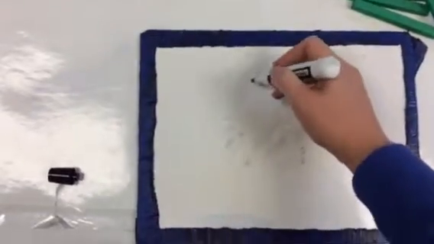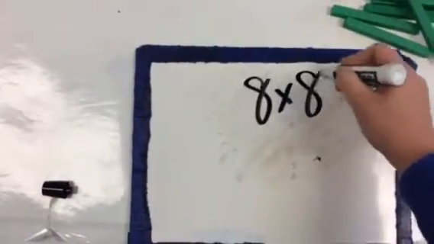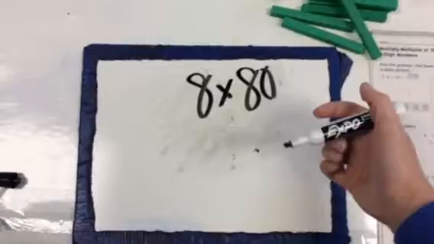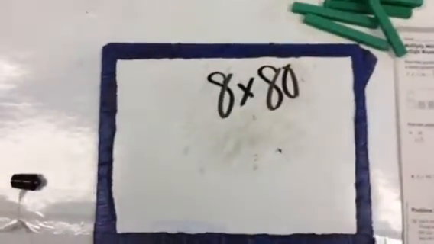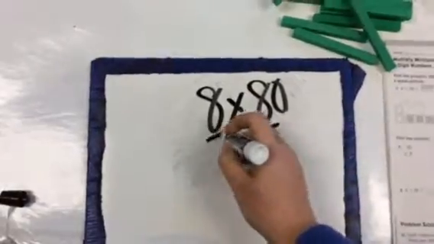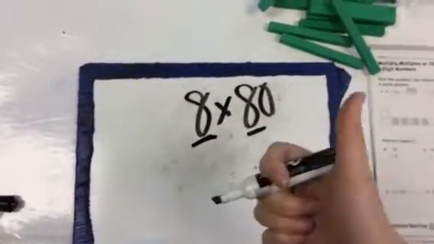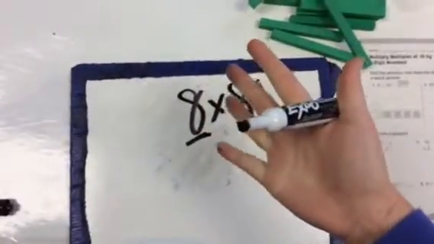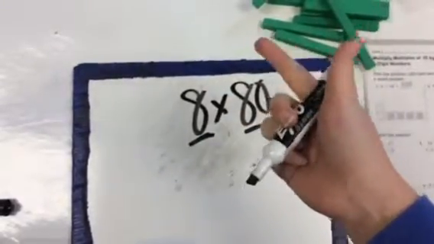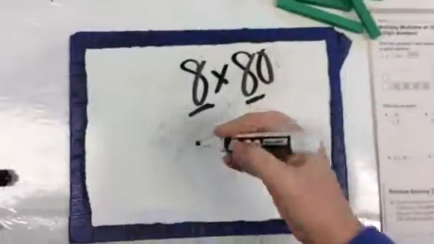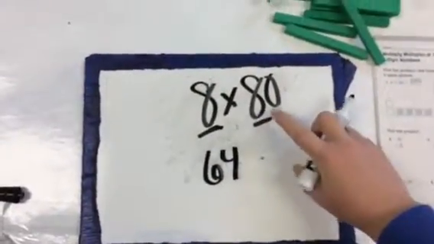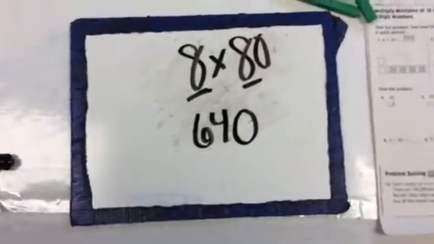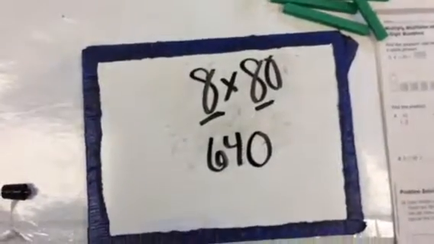Let's try 8 times 80. Okay. I can make 8 groups with 80 in each with my 10 rods. I could add 80 up 8 times. Or I can use my trick. My trick says multiply the numbers that aren't 0. So 8 times 8, I sing my song. 8, 16, 24, 32, 40, 48, 56, 64. So I write down my 64. How many zeros do I have in this problem? Just 1, so I tack that 1 on the end. I get 640. All right, guys, today you learned how to multiply with multiples of 10.